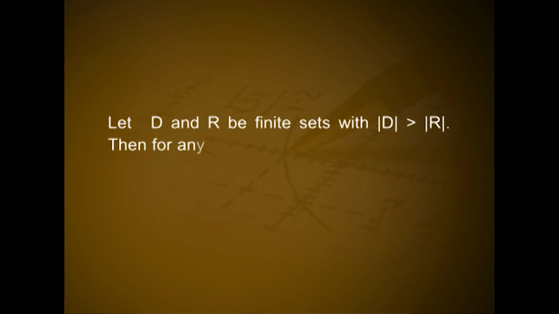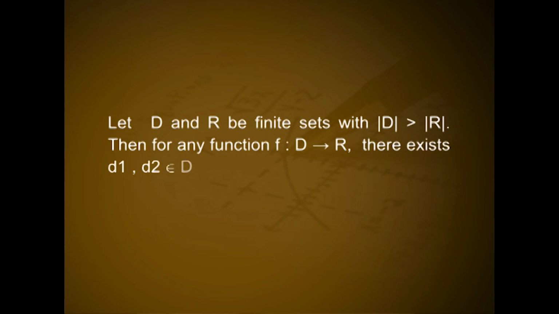Let D and R be finite sets with number of elements of D greater than number of elements of R. Then, for any function f from D to R, there exist d1, d2 belonging to D with d1 not equal to d2 such that f(d1) equals f(d2). The pigeonhole principle is applied in the following examples.